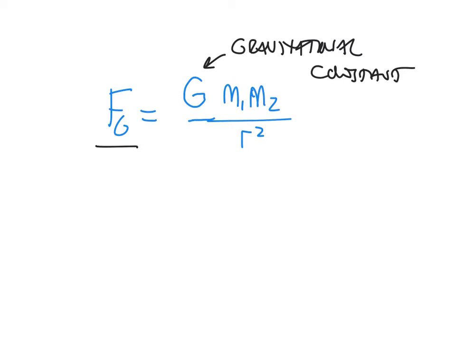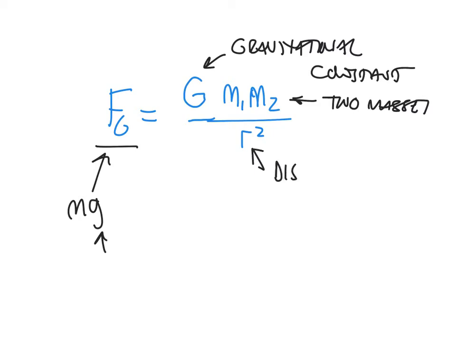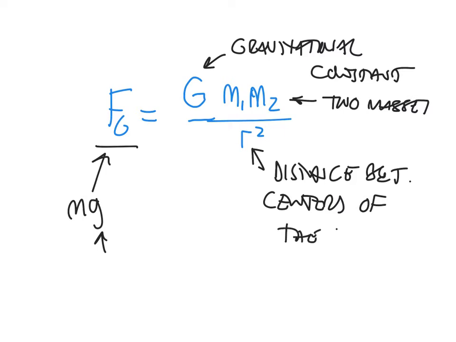So what we have now is our equation to solve for the gravitational force. Remember, we could have used little m, little g, but if we don't know little g, we have to use the bigger force here. So this is gravitational constant times the two masses. And then remember, this r is the distance between the centers of the two objects.